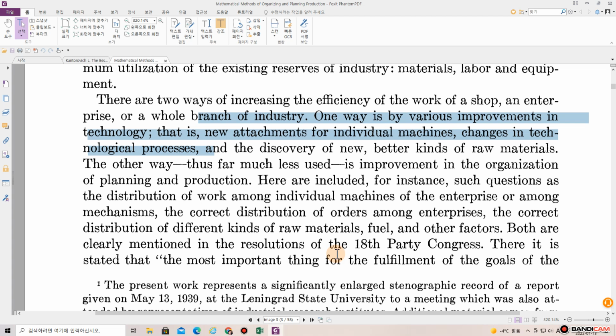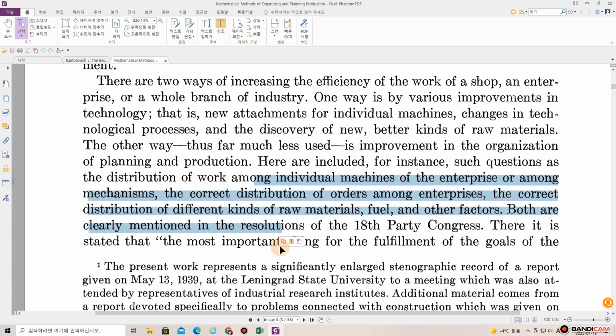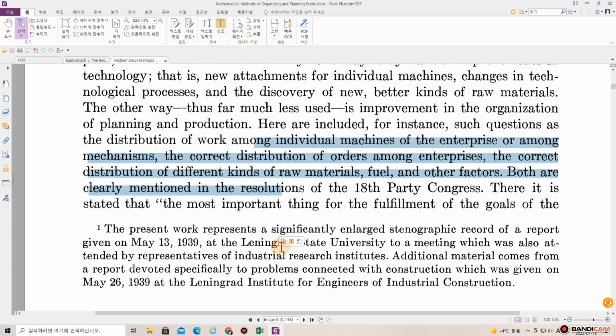Here are included, for instance, such questions as the distribution of work among individual machines of the enterprise or among mechanisms, the correct distribution of orders among enterprises, the correct distribution of different kinds of raw materials, fuel, and other factors. Both are clearly mentioned in the resolution of the 18th Party Congress.